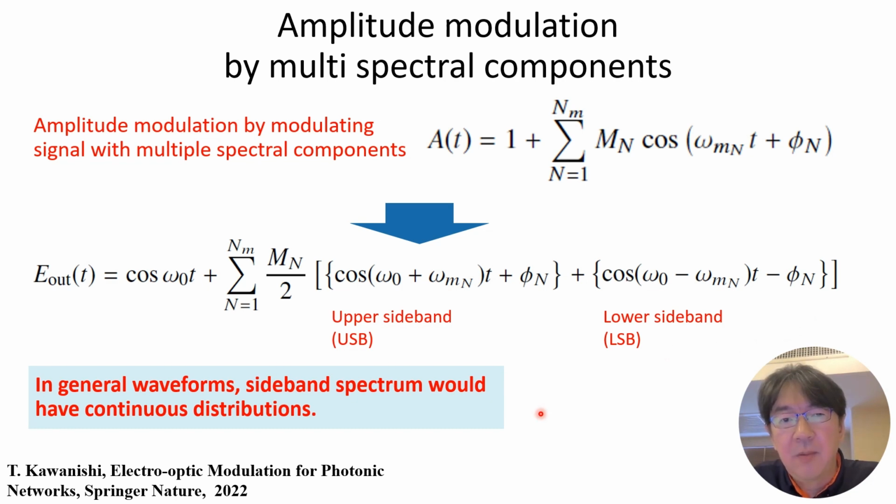So we have wide spectrum of the amplitude modulation signal. In general, the waveform should be described by the continuous spectrum. The sideband spectrum would have continuous distribution.